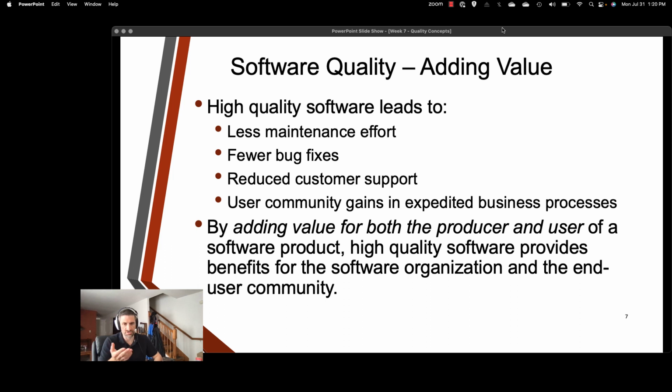High-quality software for the software team means less maintenance and fewer bug fixes. It's kind of the same thing, although maintenance, you'll learn eventually, is more than just bug fixes. Reduced customer support. So we don't have to have our ChatGPT AI do as much answering of phone calls.